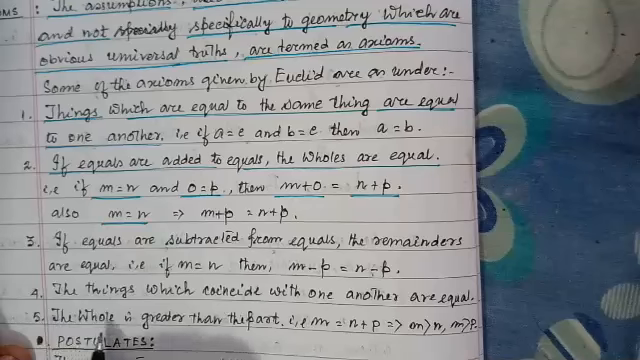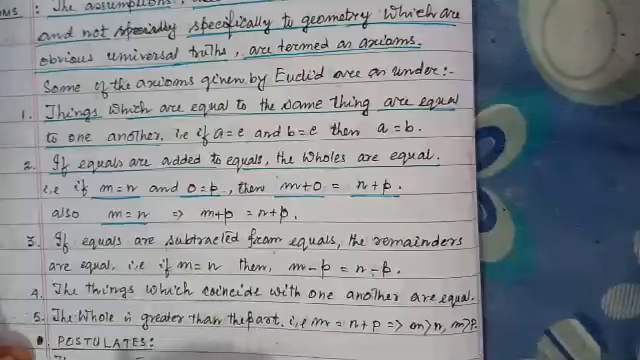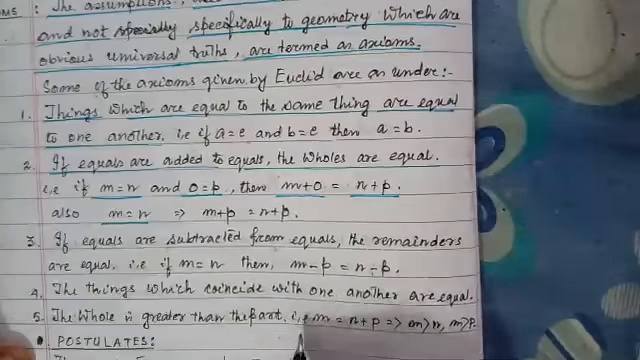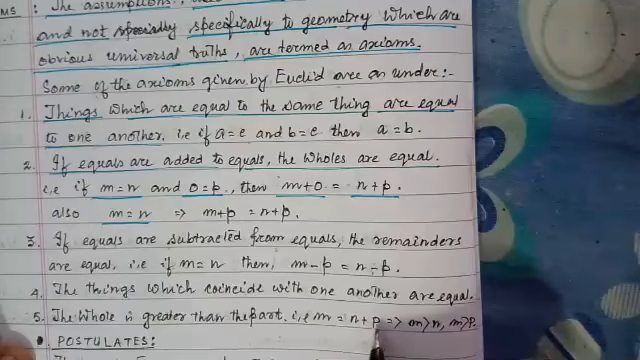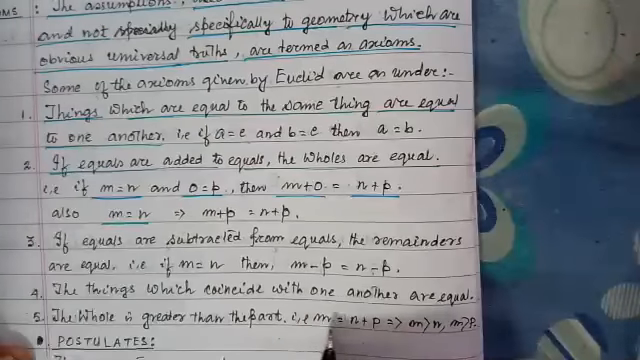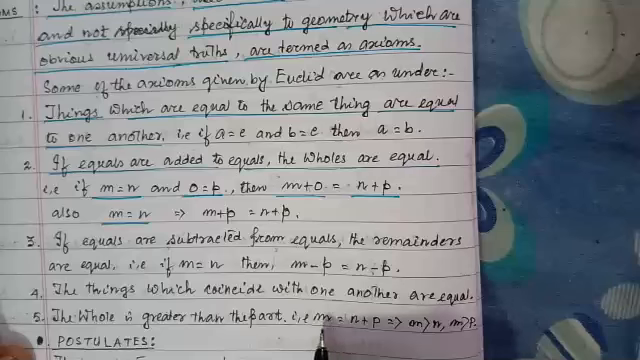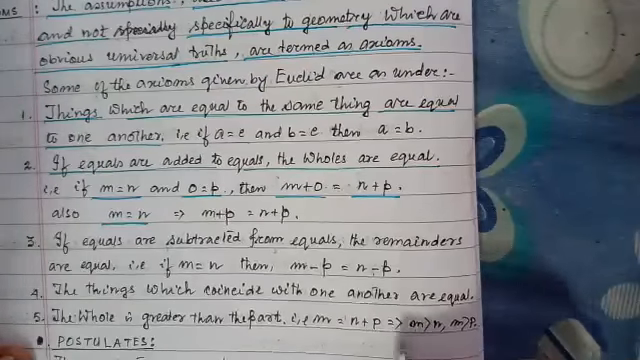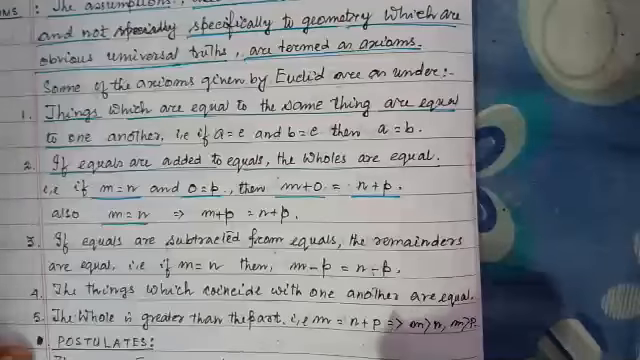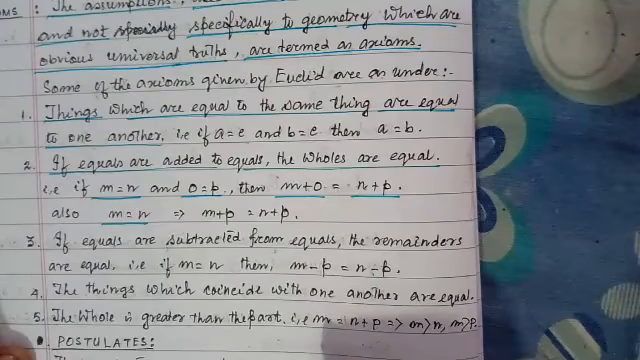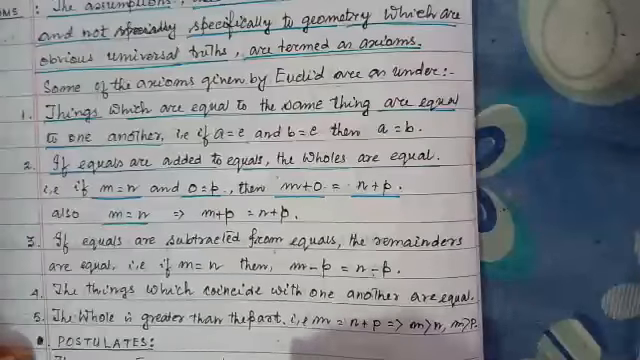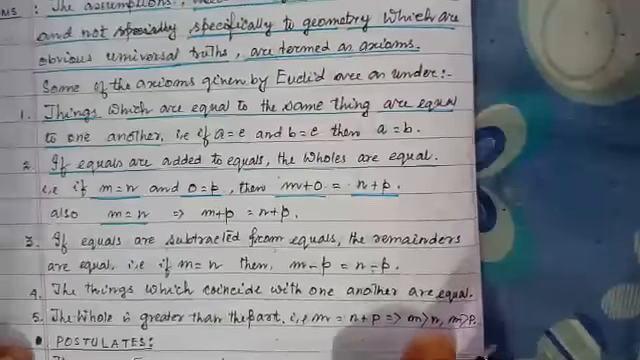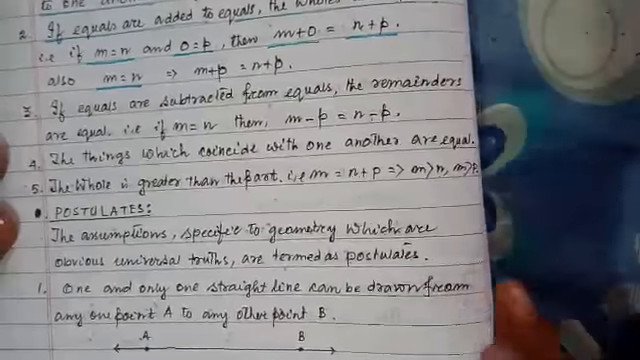Fifth, the whole is greater than the part. That is, if m is equal to n plus p, then n is a part of m and p is also a part of m. So m must be greater than n and m must be greater than p. For example, suppose 10 is equal to 3 plus 7, then 10 is greater than 3, and 10 is greater than 7.